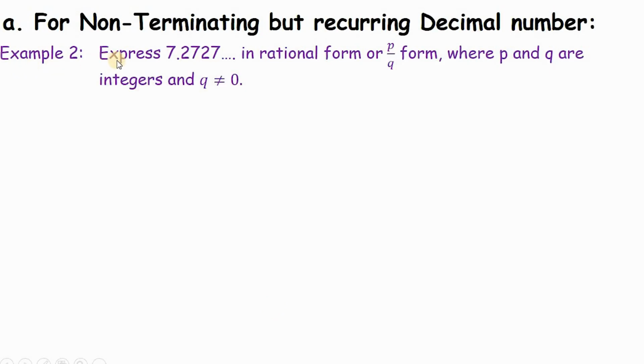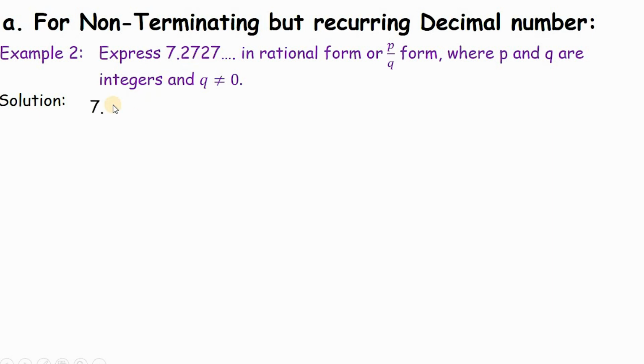The second example is express 7.2727... in rational form or P by Q form, where P and Q are integers and Q not equal to 0. We'll write the solution. Now in the question, this second example is slightly different from the first one. In the first one, we have seen that after the decimal point, only one digit is repeating. But here, you'll see that 2 digits are repeating. That is 2 and 7 is repeating.